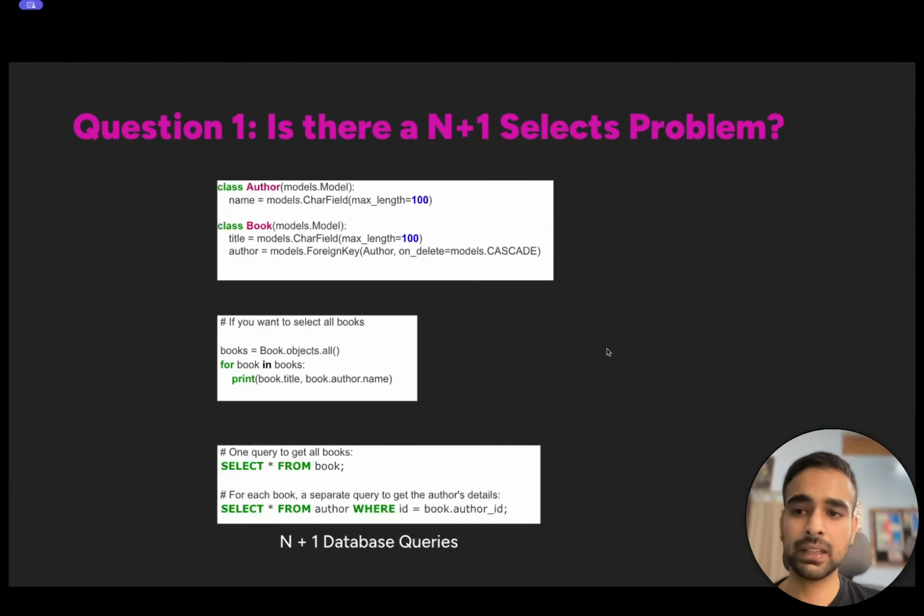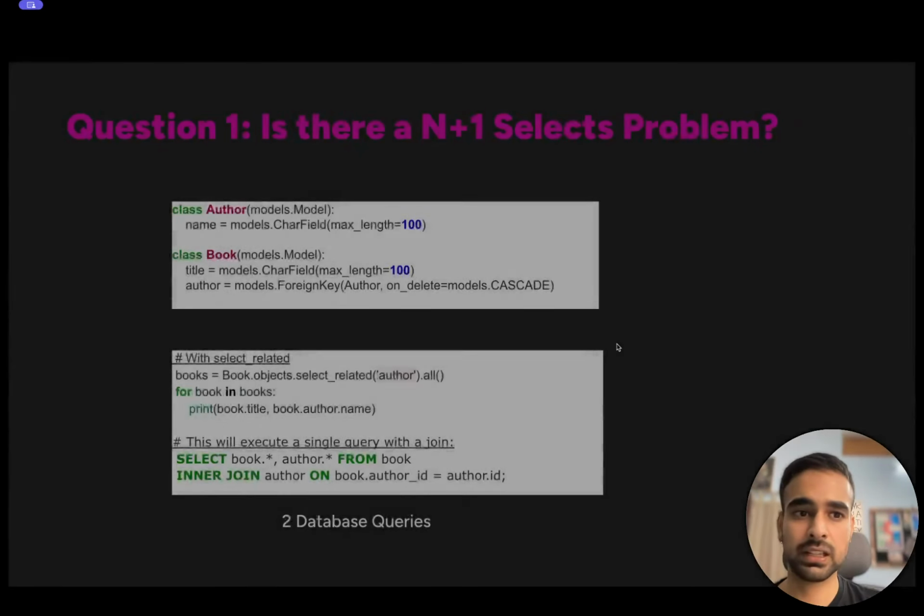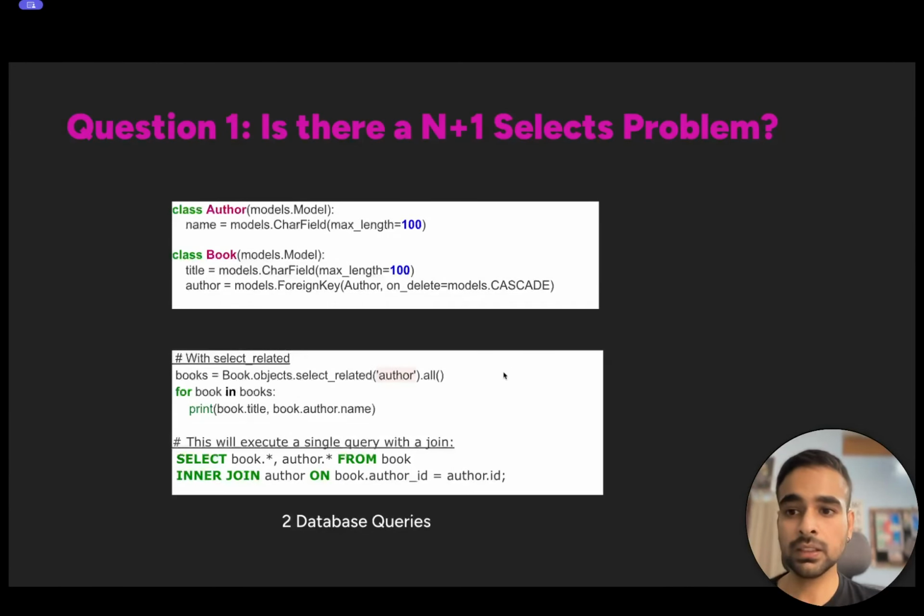And this can be mitigated when you use the select related phrase. So in that same example, if you would have select related the author while fetching the books, that's what it will do. It will execute a single query with a join on the author's table. And you will be able to print all the books with just 2 database queries, if that makes sense. So you can see how drastic the reduction is.